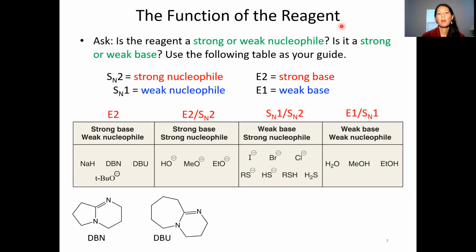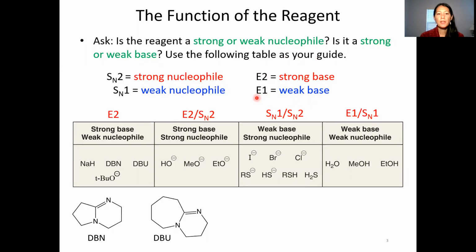First, the function of the reagent. You need to ask yourself, is this a strong or weak nucleophile, or maybe a strong or weak base? So strong nucleophiles will favor SN2 reactions. Weak nucleophiles will favor SN1 reactions. If you have a strong base, then E2 elimination will more likely occur. But if you have a weak base, E1.